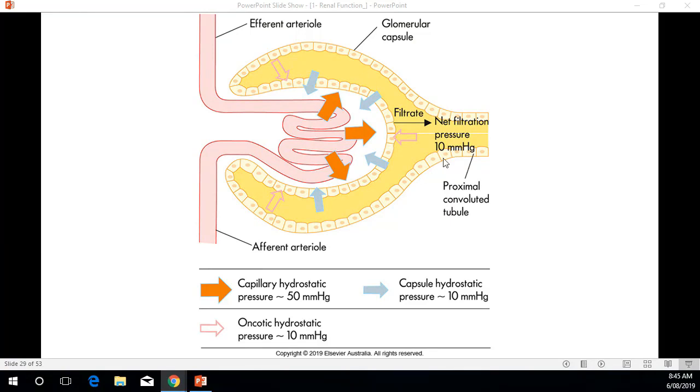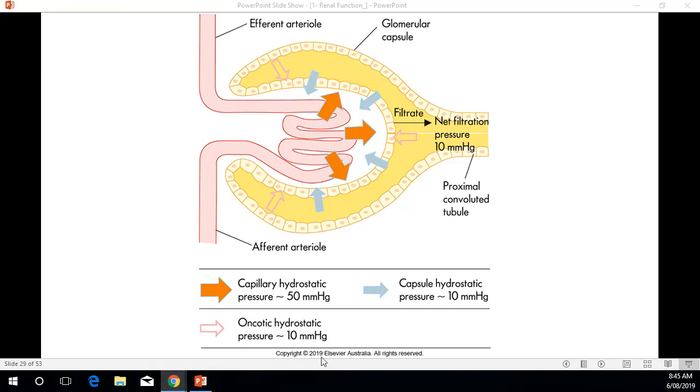Generally, if you look at the forces here, this force is about 50 millimeters of mercury, the capillary hydrostatic pressure. Okay, the hydrostatic pressure in the capsule is about 10 millimeters of mercury. So what is the net pressure here? 40 millimeters of mercury is pushing the water out.